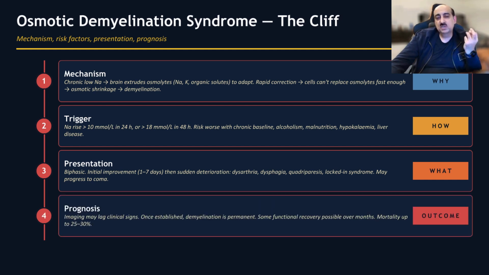Finally, the prognosis. The MRI imaging findings can lag the clinical signs by many days. So an initial normal MRI doesn't mean it's not ODS. Once it is established, the demyelination is unfortunately permanent, and some functional recovery may be possible depending upon the age, comorbidities, and other factors, but it carries a significantly high mortality of 25 to 30%.